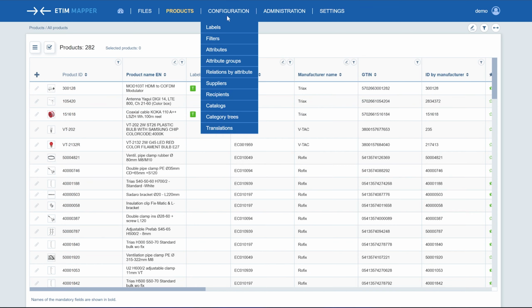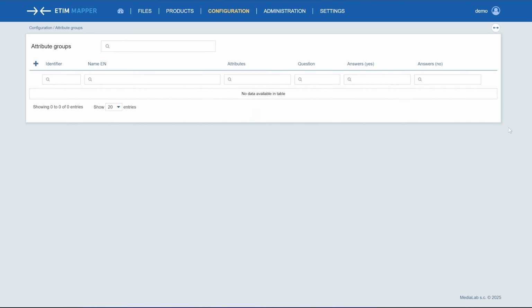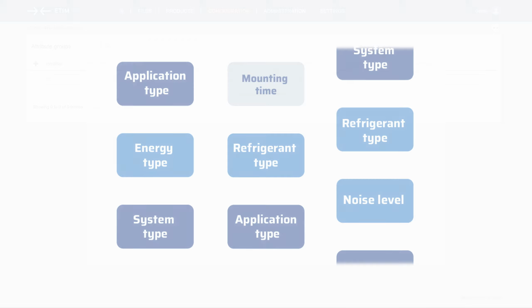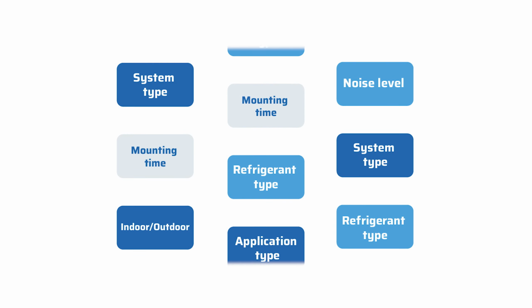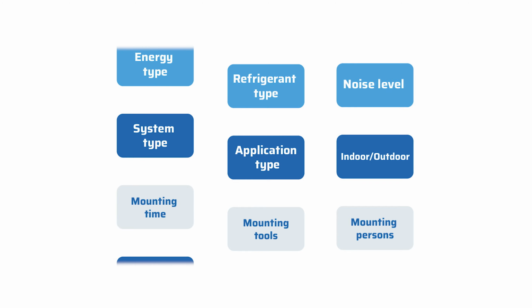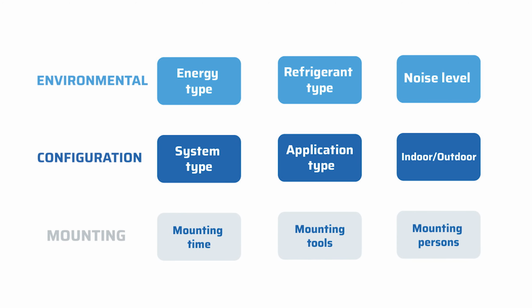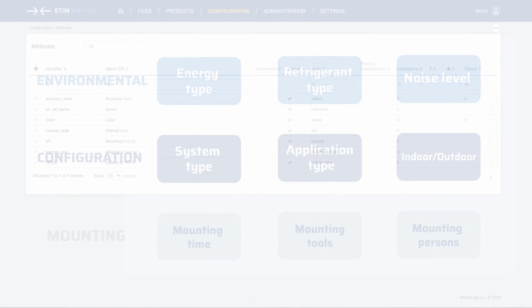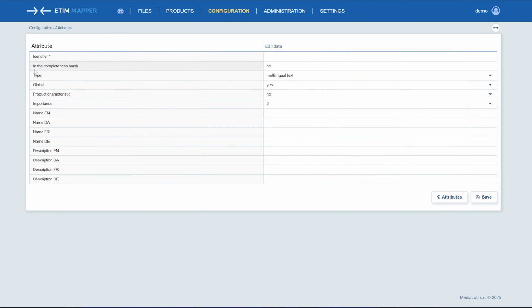In this video, we'll explore how attribute grouping can help you better organize and manage product data, especially when working with a large number of custom attributes. Attribute groups allow you to structure user-defined attributes into logical sections. Let's start by creating a few additional attributes to see how this works in practice.